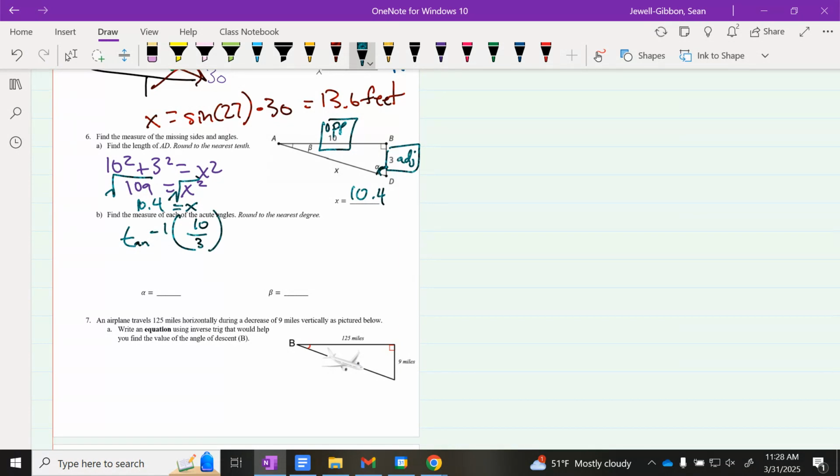Again, we are ready to punch that thing into our calculator right away. Inverse trig is nice and quick. And that is going to give us 73 degrees. So 73 degrees is going to be our angle here.